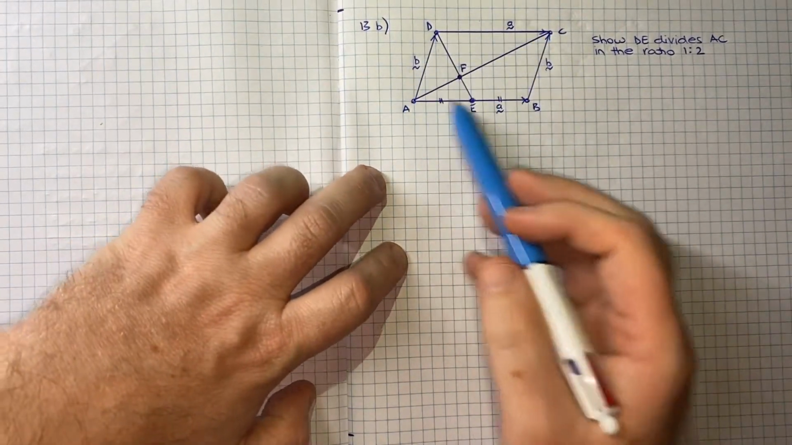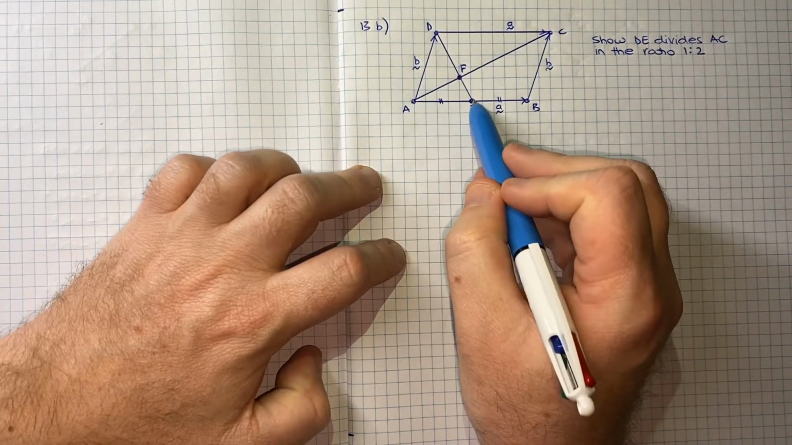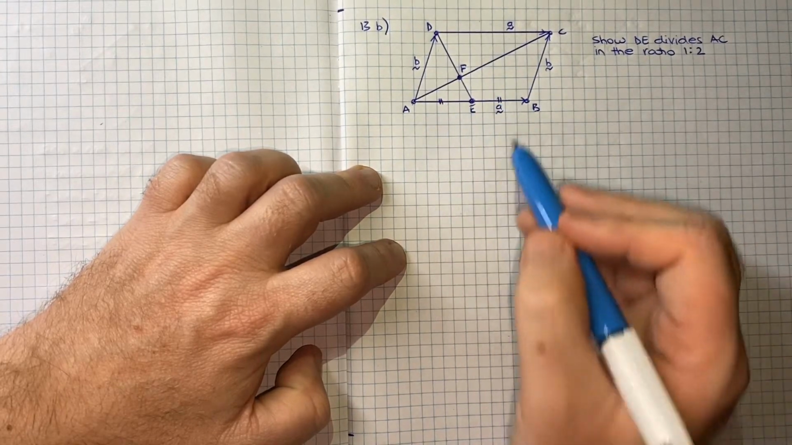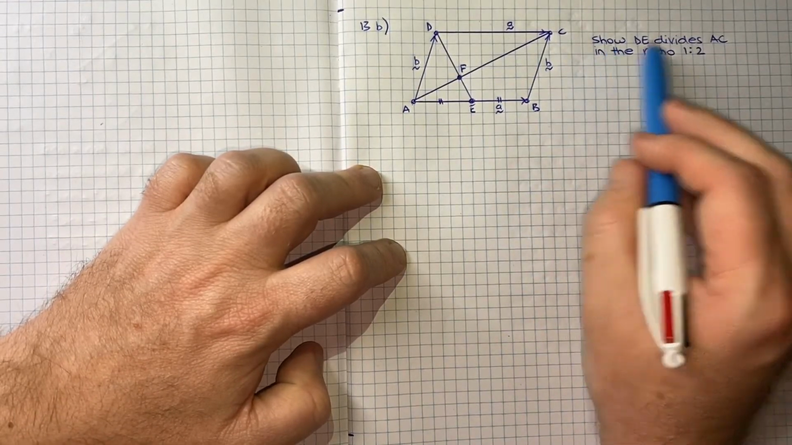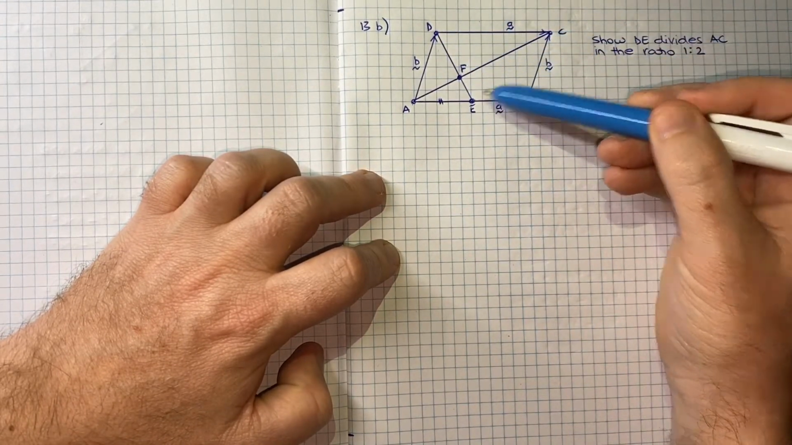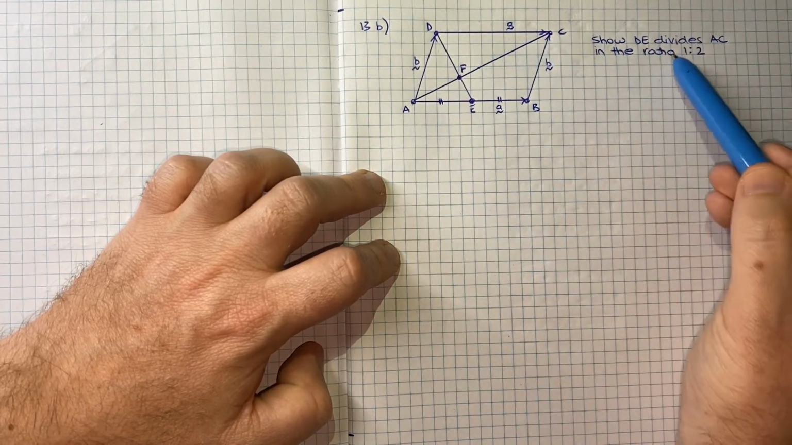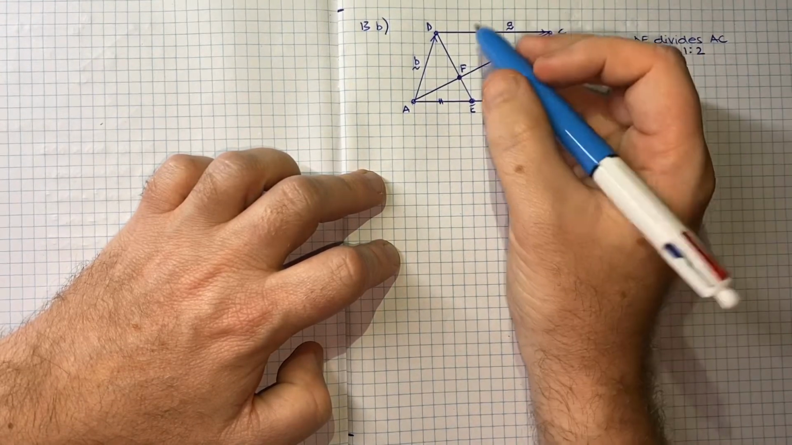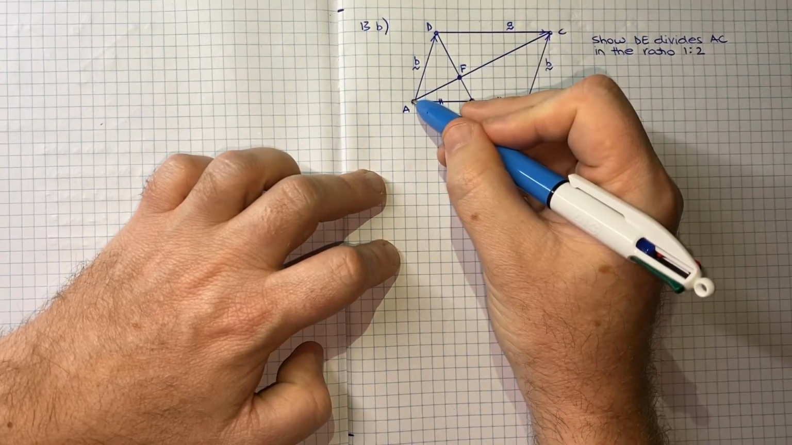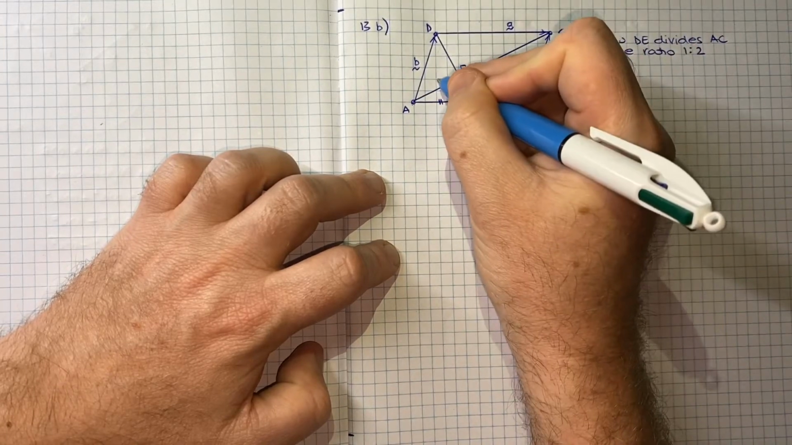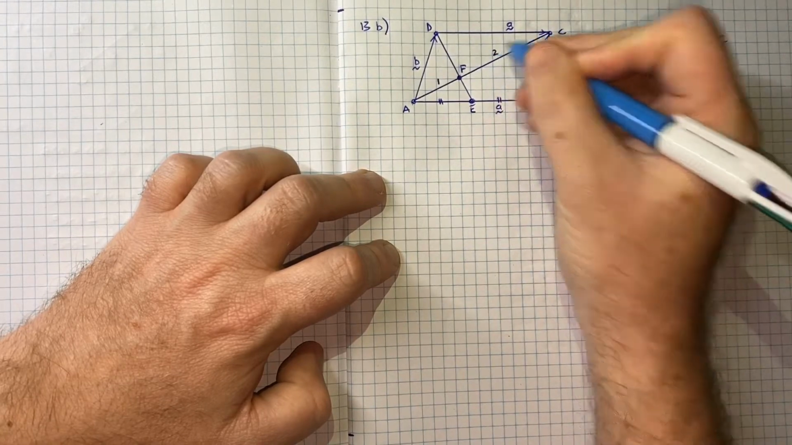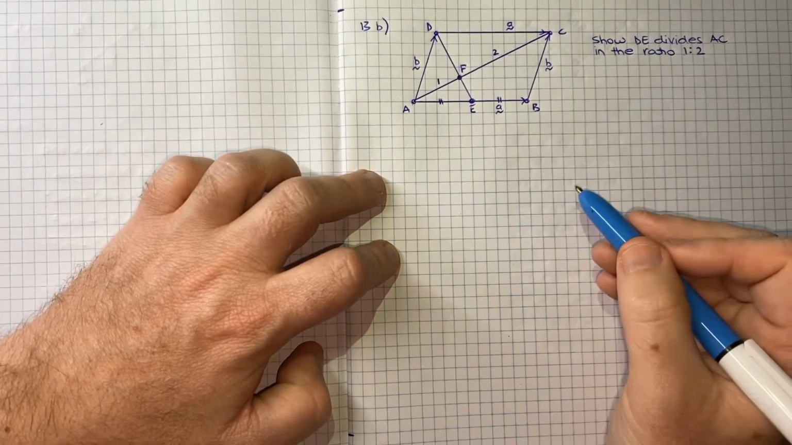So I've recreated the diagram. I've noted that E is the midpoint of AB, so these lengths here are the same. The shorthand version of what we're being asked to show is that this line DE divides this line AC in the ratio 1 to 2. In other words, the length from A to F would be 1, and the length from F to C would be 2. That's the ratio between those two portions.